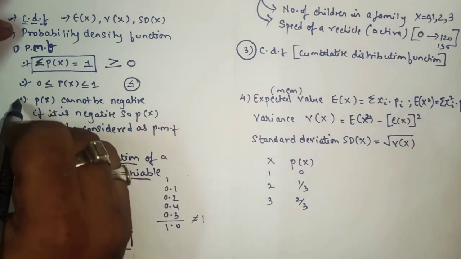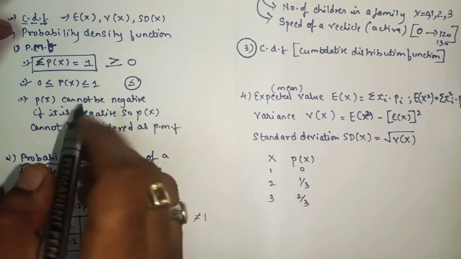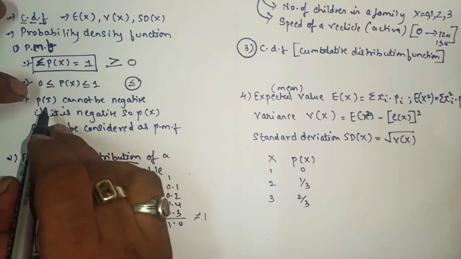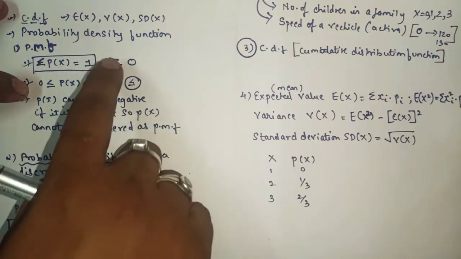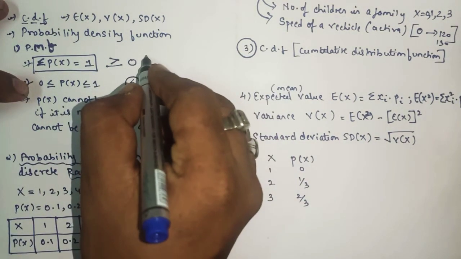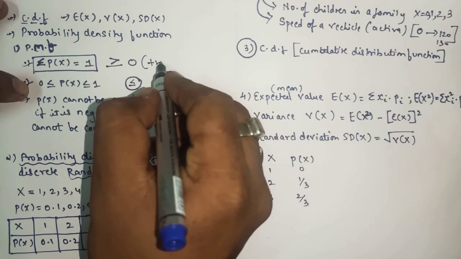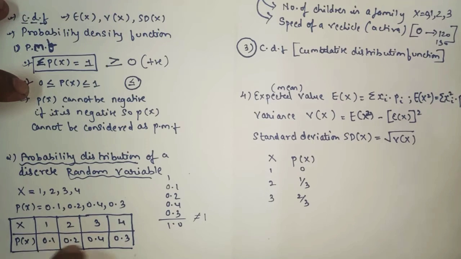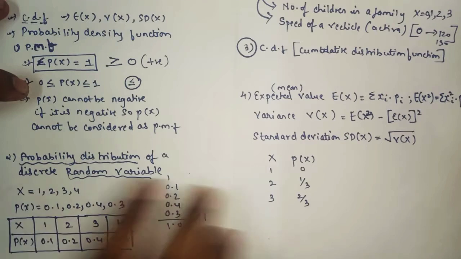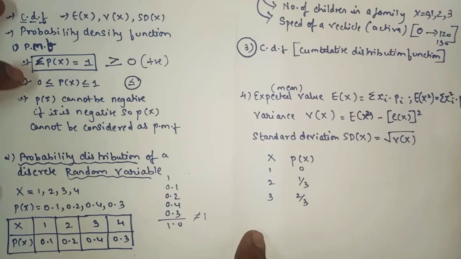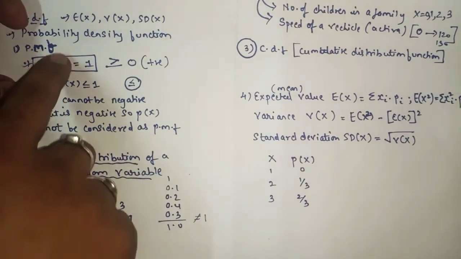Now point number 3 is what? P of x cannot be negative. Remember, P of x cannot be negative. As I had explained here, the value should be greater than or equal to 0. So the value should be positive. If in case any one of these P of x values contains a negative number, straight away you will write that a given probability distribution is not a PMF. So simply you have to remember these 3 points.